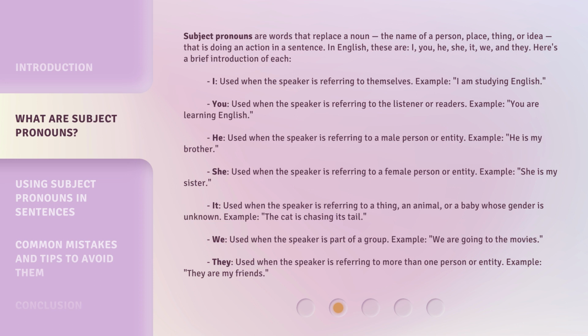They, used when the speaker is referring to more than one person or entity. Example: they are my friends.